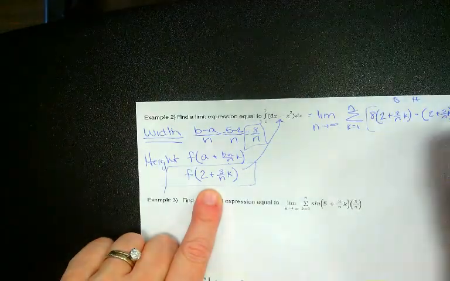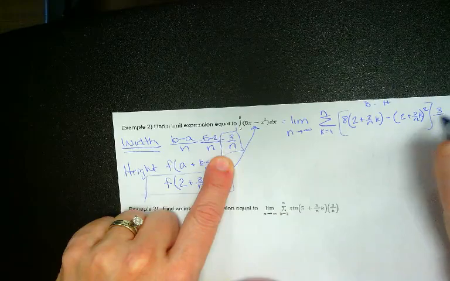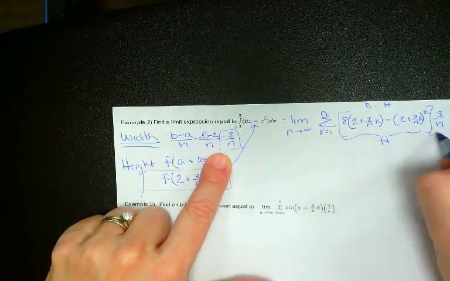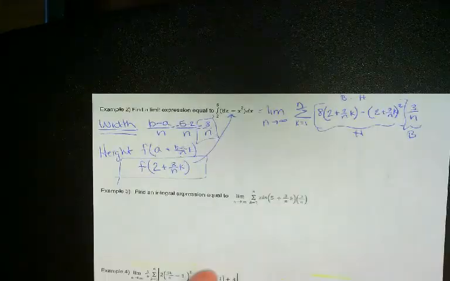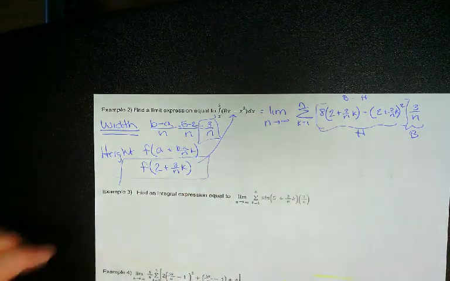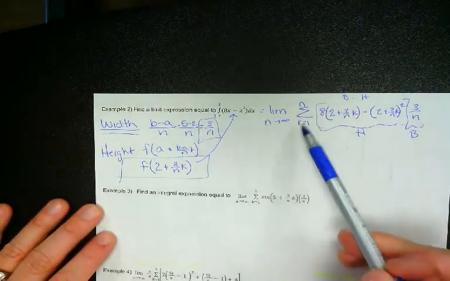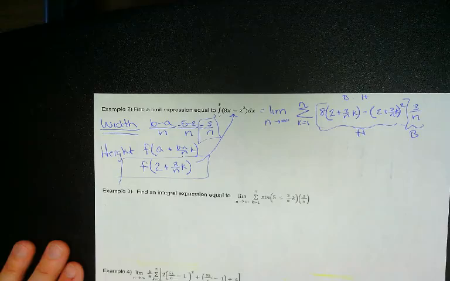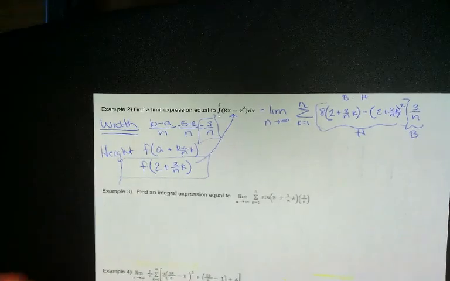Okay, so that's my height. Now I have to multiply it by the base, and the base is my width, which is just times 3 over n. Okay, so again, it's just my height and my base. And that's it. You're not finding the value. You're just writing it from the definite integral to the summation. Okay, now again, if I were to plug all these values in, I would get the exact area, since it's not actually a Riemann sum. It's a limit expression. All right, now we're going to go backwards.